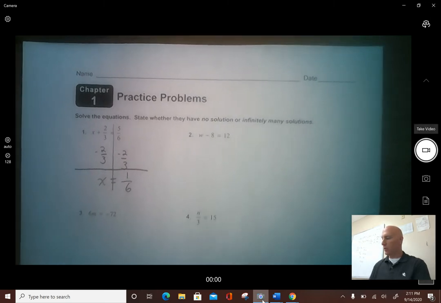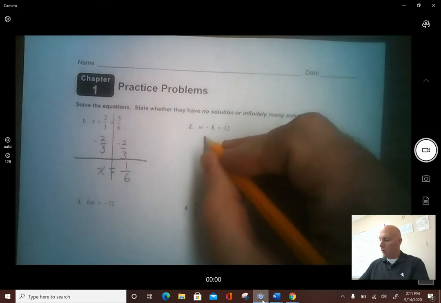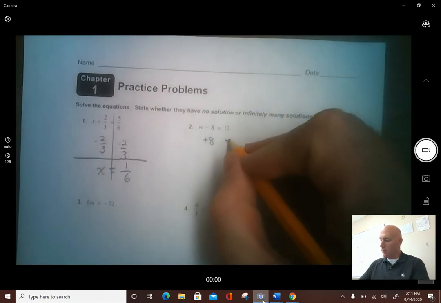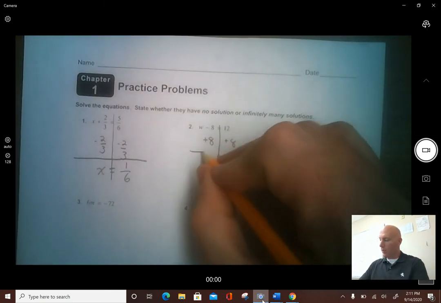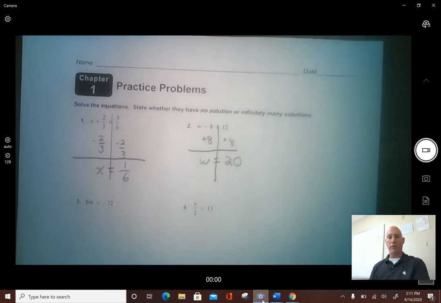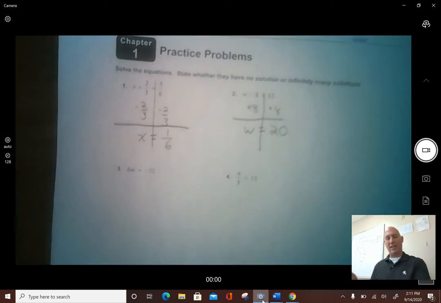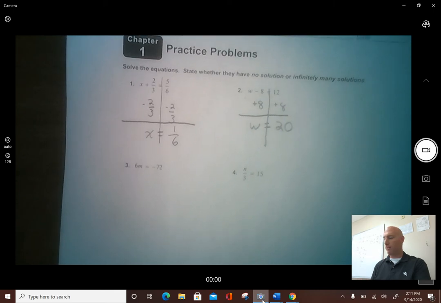So this one, W minus 8 equals 12, all right? Well, I know I'm going to have to add 8 to both sides to undo minus 8. And again, these one-step equations, I'm hoping we're pretty good with. We've been doing these for a while. W is 20. Remember, you can always plug it back in to check it, but I'm not looking for your check, I'm looking for your work.